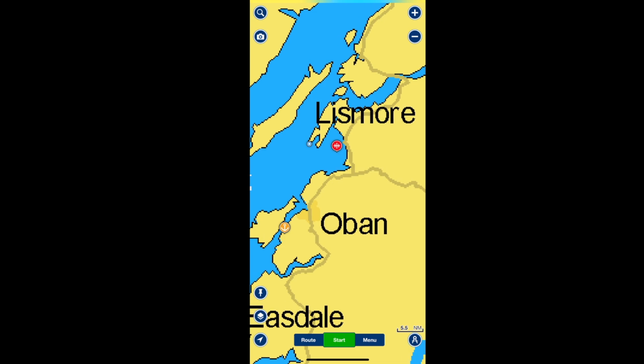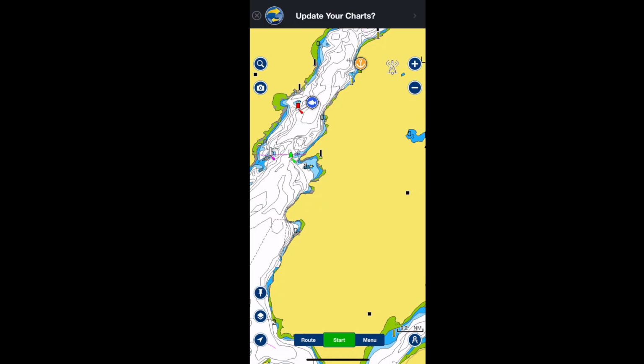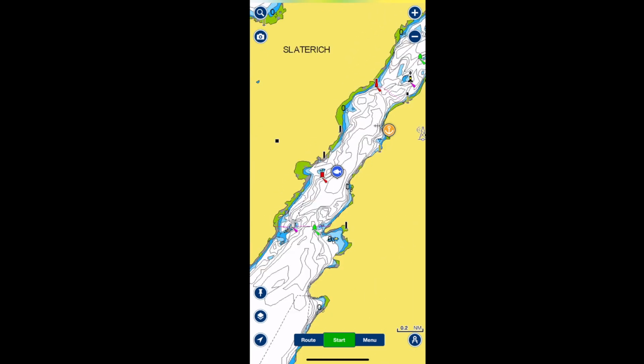Once we've got those maps, we can scroll in a bit more and you can see a bit more detail. You probably get this message, update your charts. That's really relating to the boating side of things. The shore line doesn't move, so as a shore angler you're probably safe to ignore that. What we want to do is go to the menu and see what some of these icons are all about.